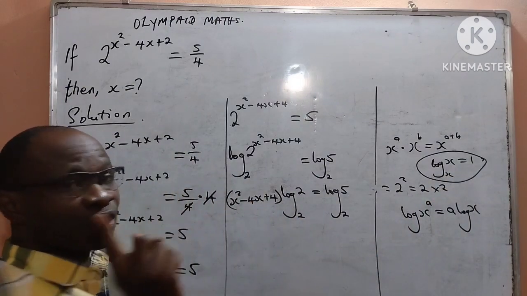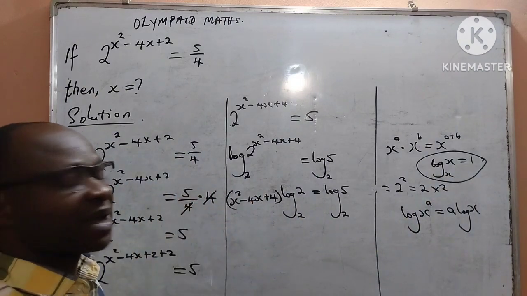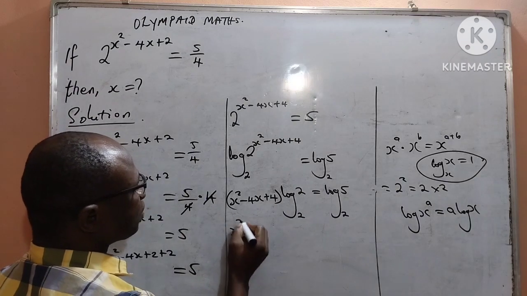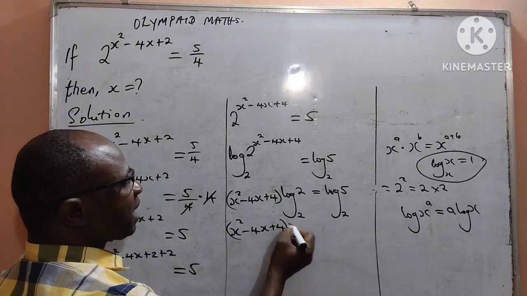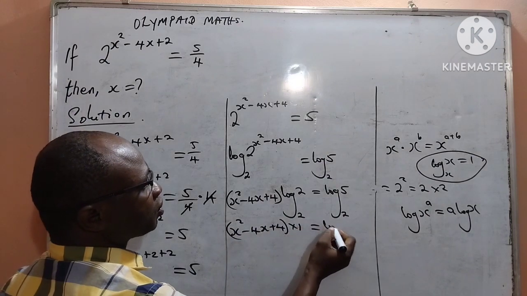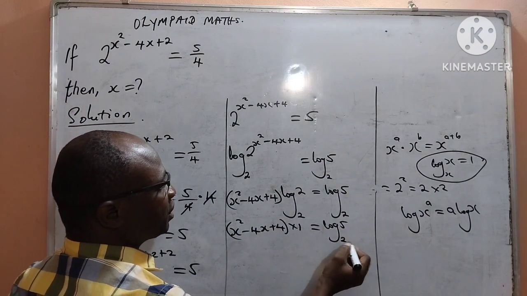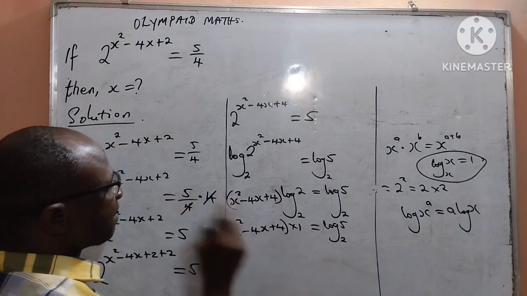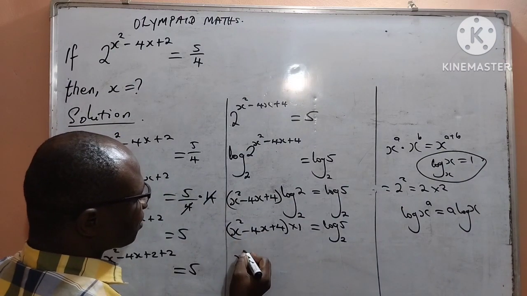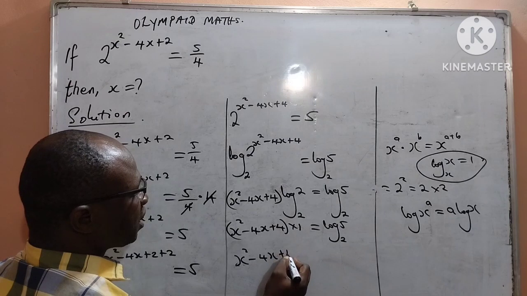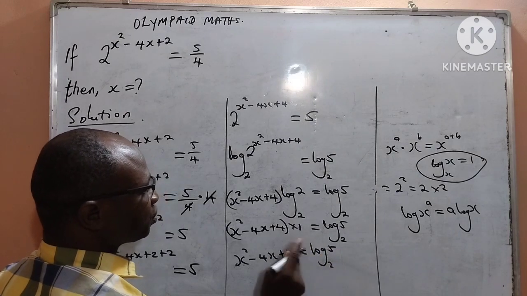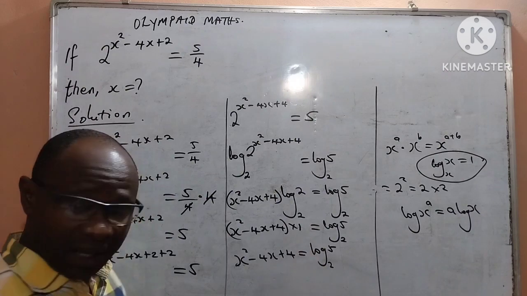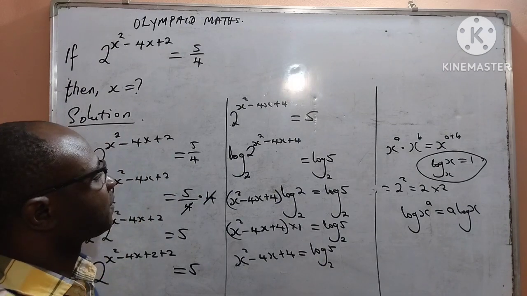Therefore, this place now is going to be 1 and will be used to multiply the bracket. So I have x raised to power 2 minus 4x plus 4, all multiplied by 1, is equal to the log of 5 base 2. And when it is multiplied by 1, I will simply have x raised to power 2 minus 4x plus 4 equal to the logarithm of 5 base 2. So it is now a single straight equation.